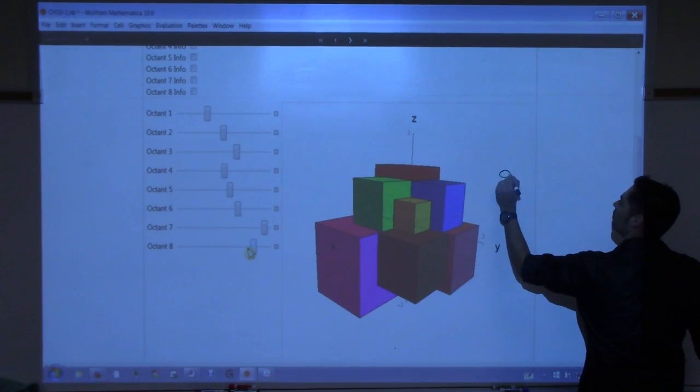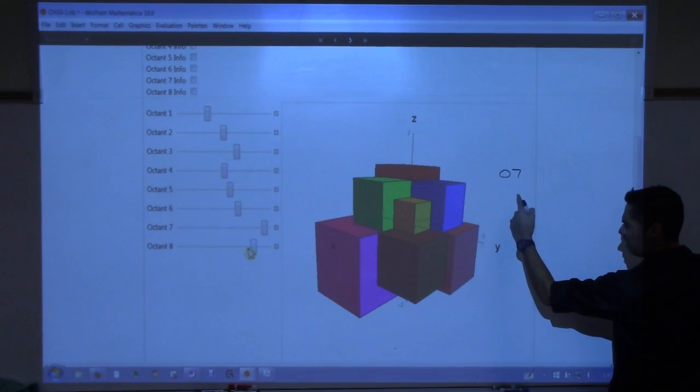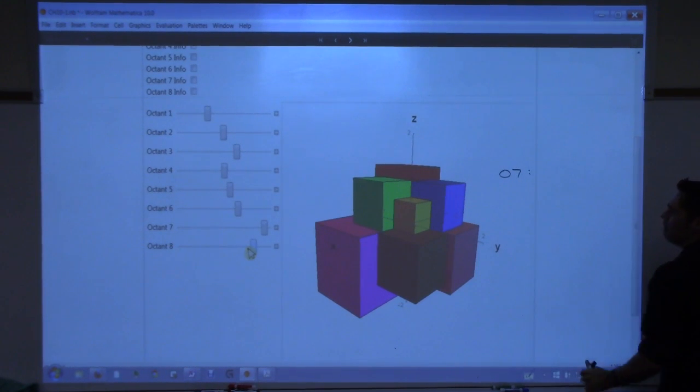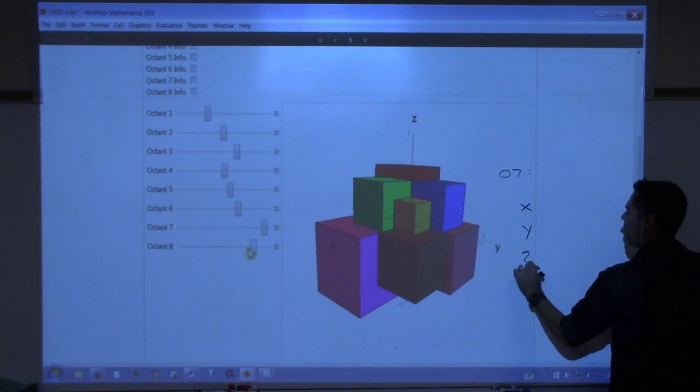I already did octant 1. Octant 7. Okay, tell me about, did I put Q a second ago? I put O, right? It was an O? Okay. Octant 7. Tell me about the x, y, and z in octant 7.